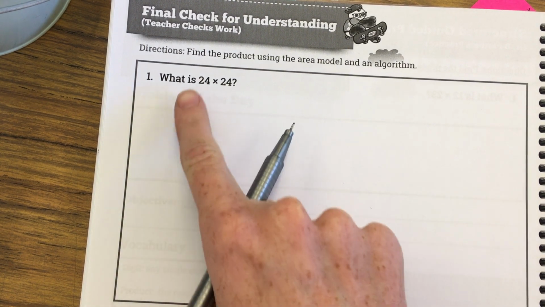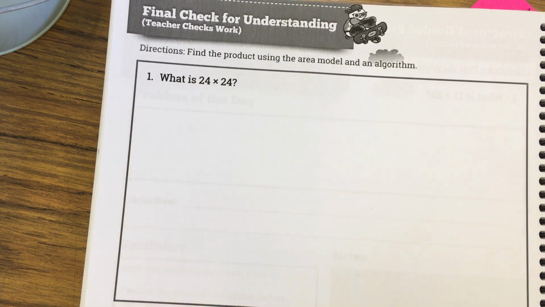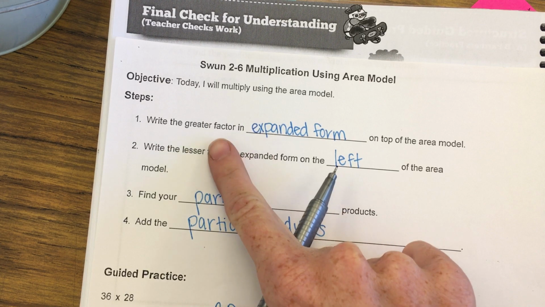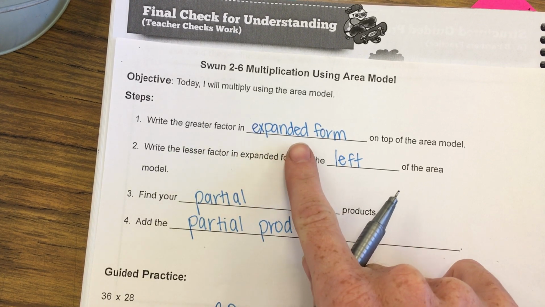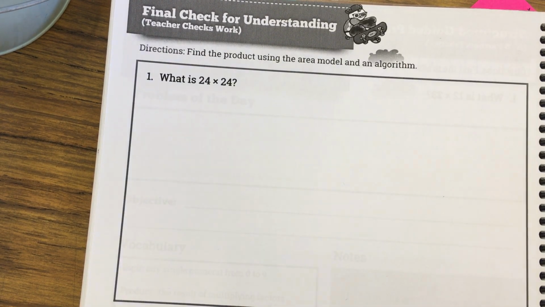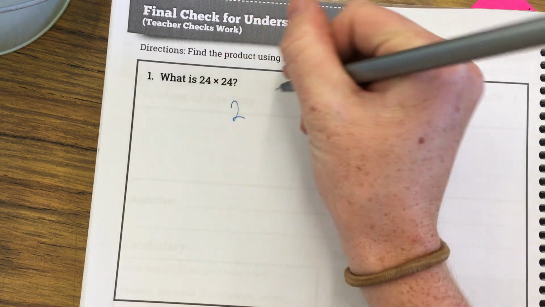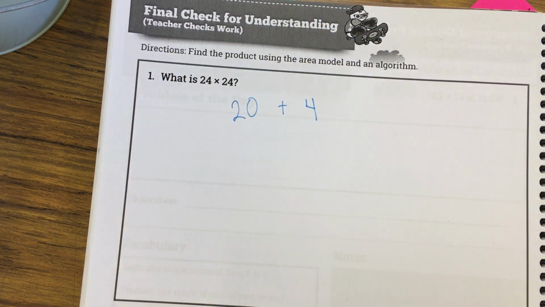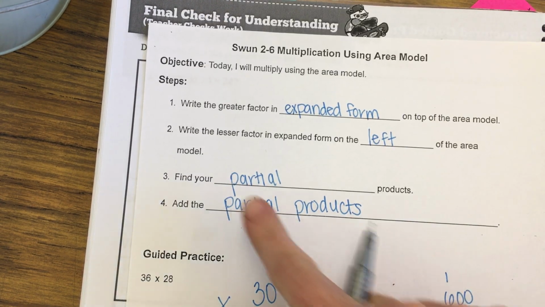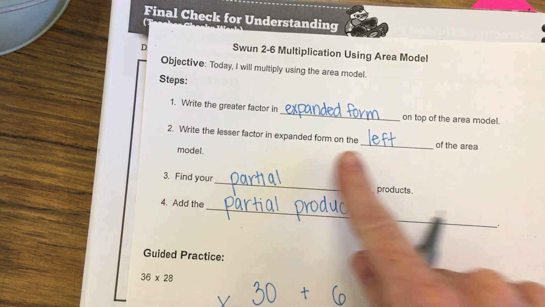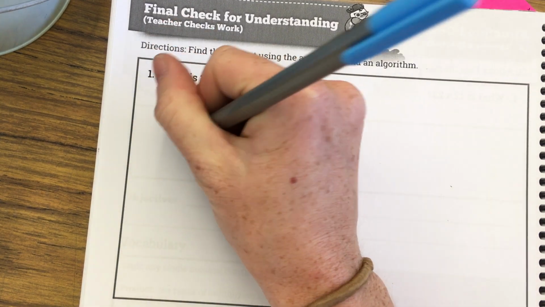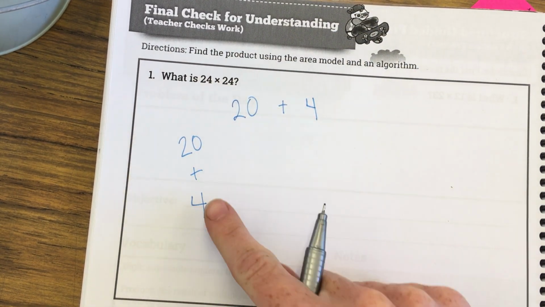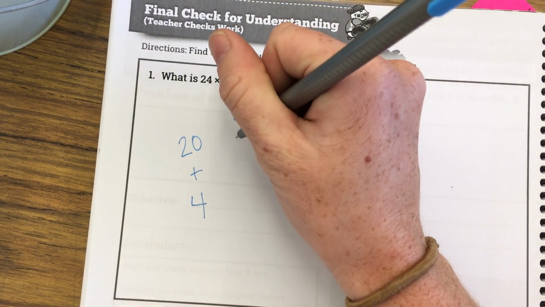So we have 24 times 24. I'm going to use my steps, and I'm going to write the greater factor in expanded form on top. So I'm going to first write 24 in expanded form, which is 20 plus 4. Now step 2 says to write the lesser factor in expanded form on the left. So I'm doing 20 plus 4. It didn't matter which one went on each side because in this problem they are the same.